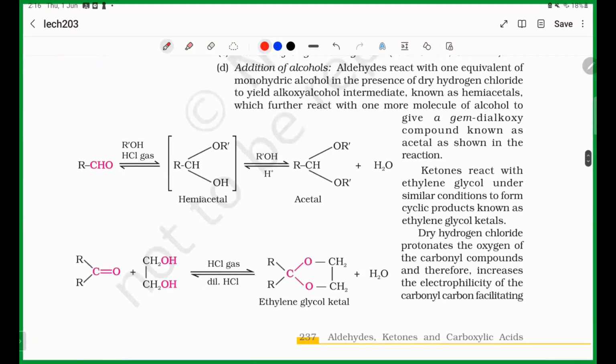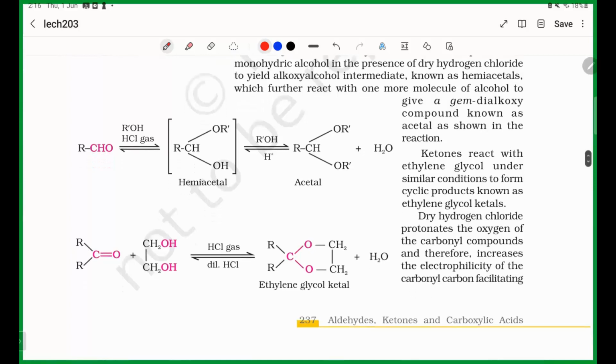Addition of alcohols. Again, you have a hemiacetal formation. Upon addition of another ROH, you get an acetal formation. An acetal is something where the carbon atom is flanked by two separate OR groups. Now the interesting fact about an acetal is that once you reach an acetal, you cannot go back to an aldehyde. It does not have a free aldehyde group.